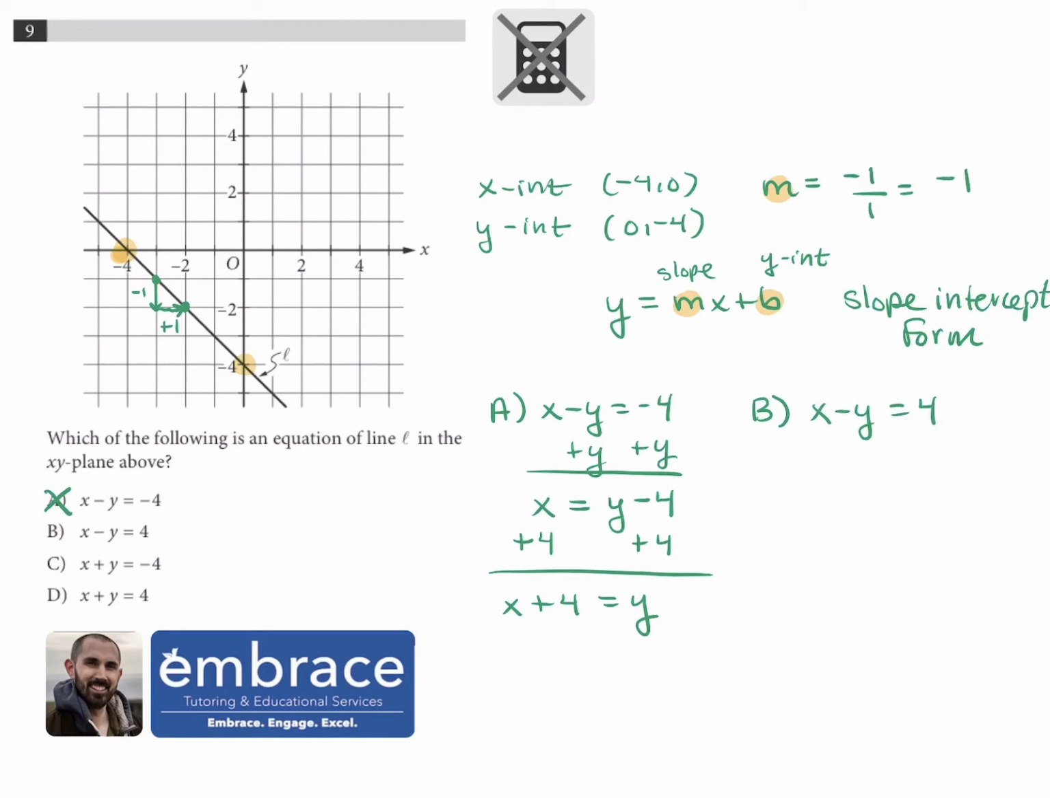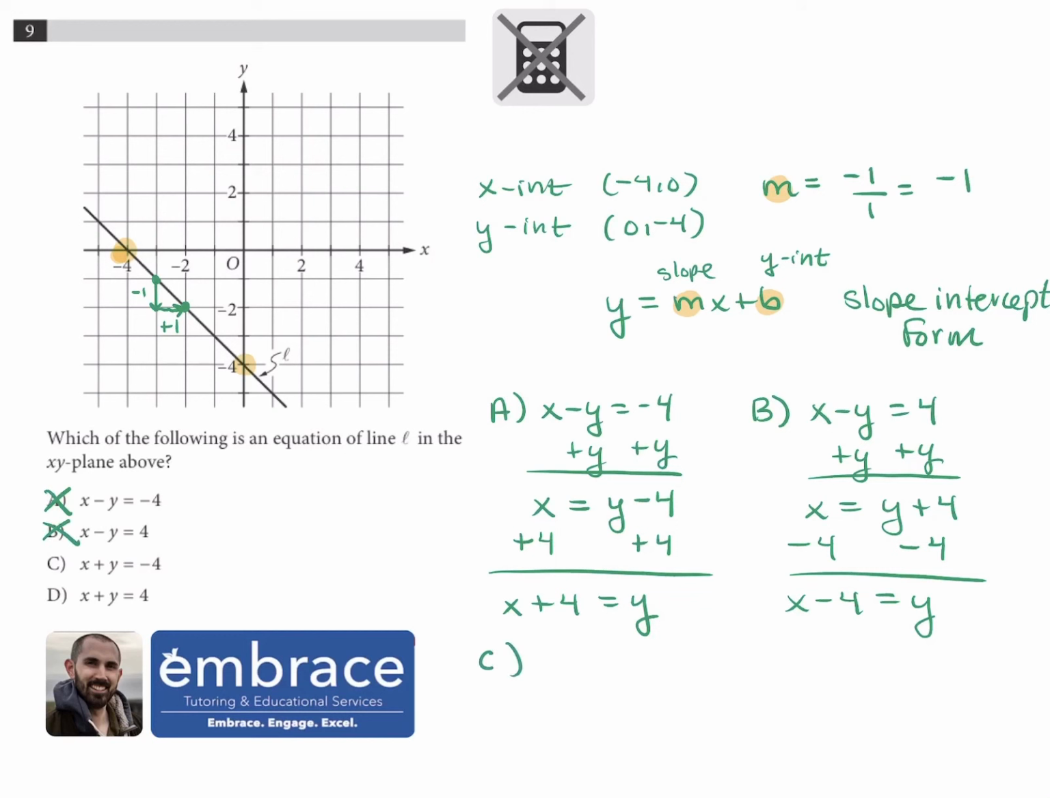All right, so let's take a look at answer choice B. Again, I'm going to move y to the other side because I want y to be positive. So I get x equals y plus 4. I'm going to isolate y by subtracting 4 on either side. So I get x minus 4 equals y. Now this one has the correct y-intercept, but still has the incorrect slope.